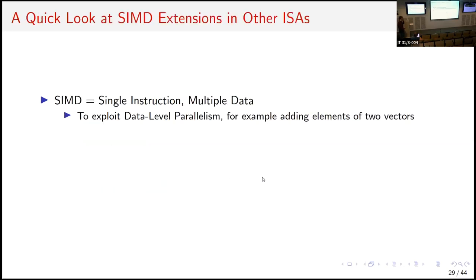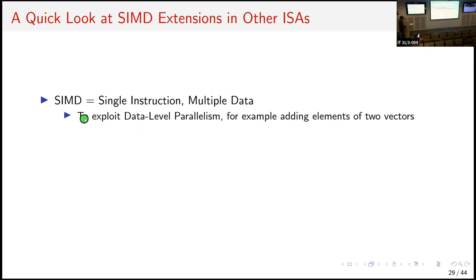So before we look at the vector extensions, I'd first like to take a quick look at the SIMD extension that we have in other ISAs, so that afterwards I can highlight what are the important design decisions that are different for the RISC-V vector extensions.